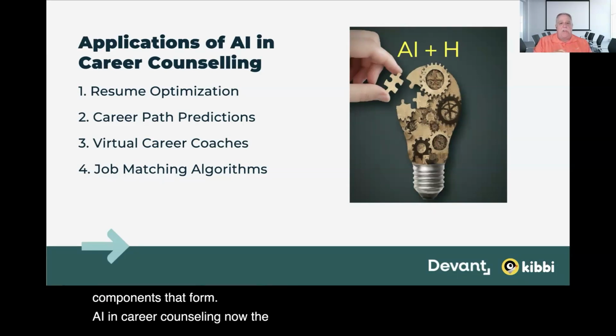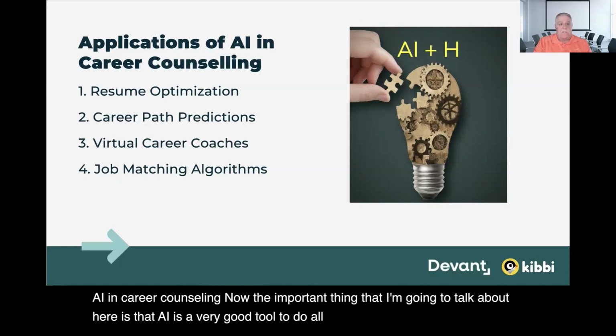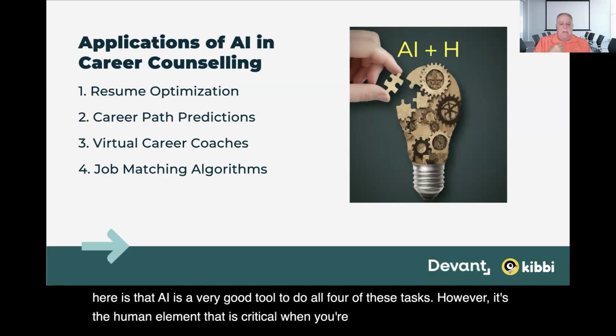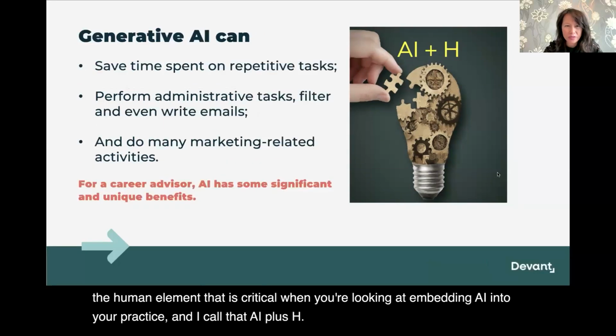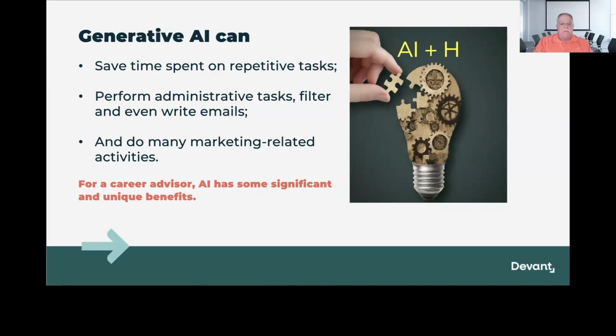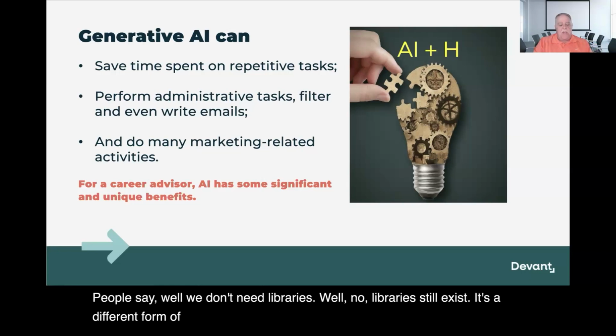Now, the important thing I'm going to talk about here is that AI is a very good tool to do all four of these tasks. However, it's the human element that is critical when you're looking at embedding AI into your practice, and I call that AI plus H. It's so true, because a lot of folks will see this tool and say, is this going to replace my job? But it'll never replace the human side of counseling. Absolutely. It's no different than when Google came out in the early 2000s. People said, we don't need libraries. Well, libraries still exist. It's a different form of embedding knowledge. However, Google did not replace the role of the librarian.